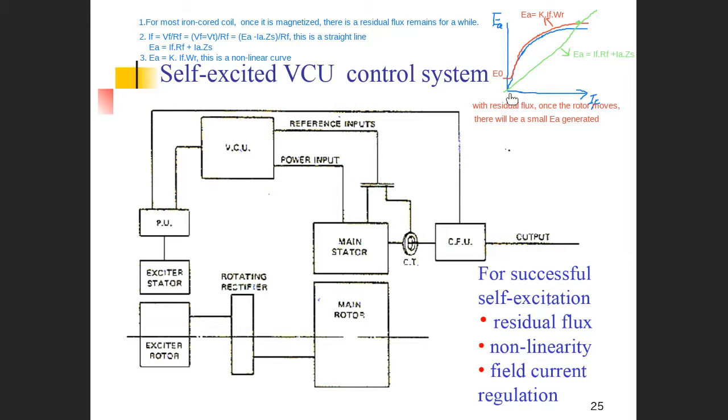So from the excitation circuit, one can find that the internal generated voltage related to the field current RF is in a straight line. While from the excitation branch itself, the internal generated voltage related to the field current is via this excitation curve, the red one. So the stabilized point will be like this. So this is the solution.